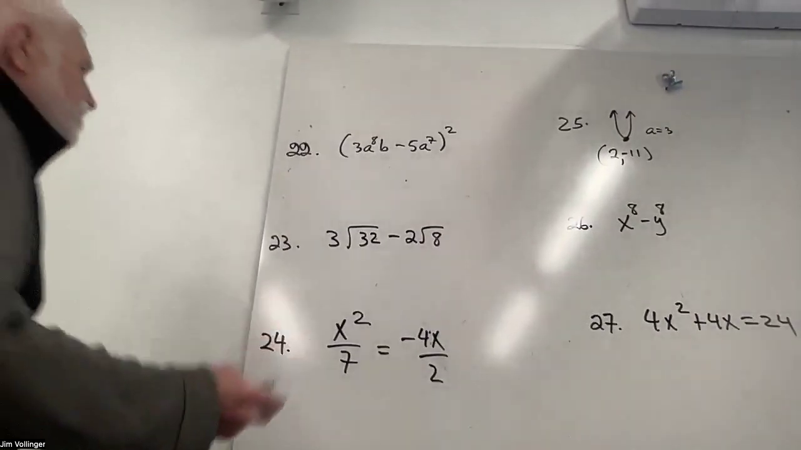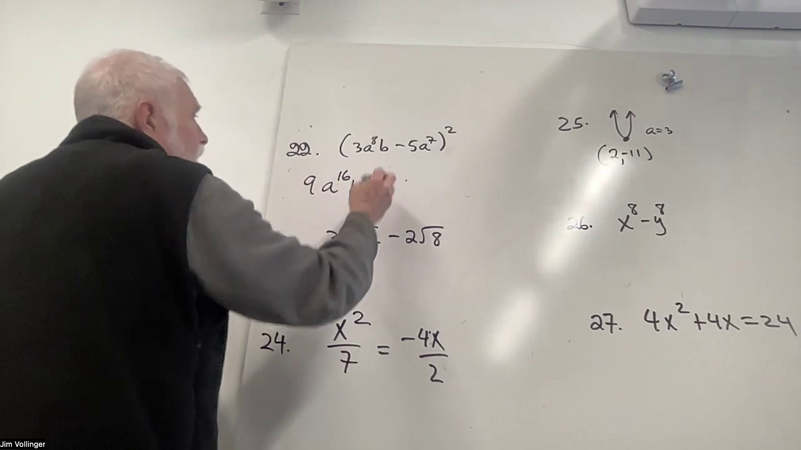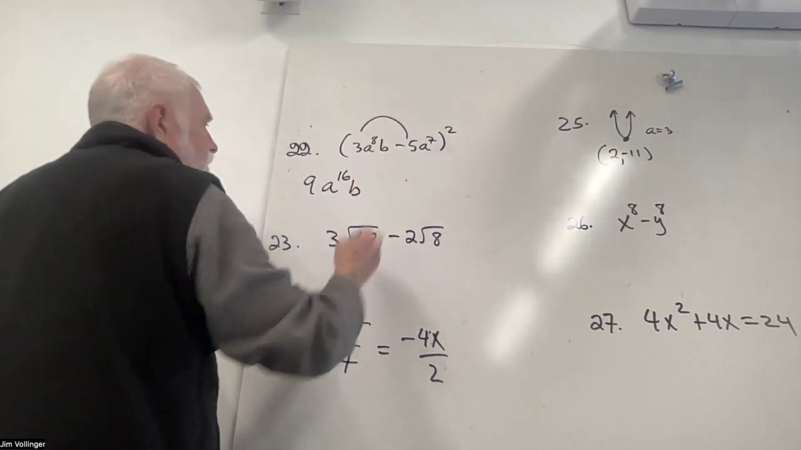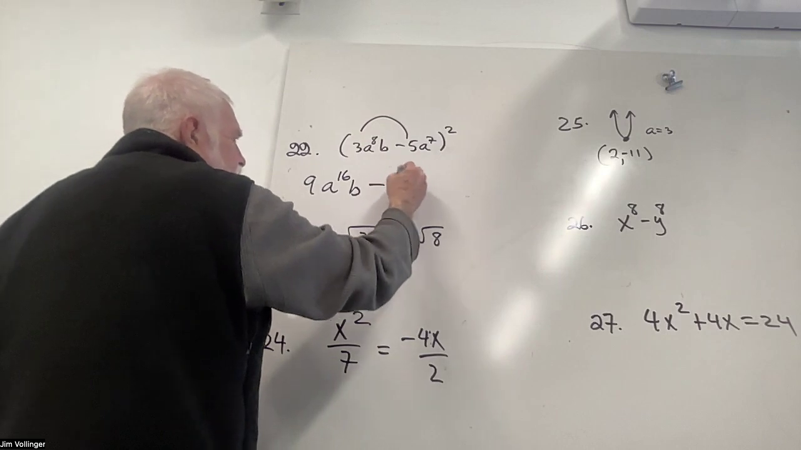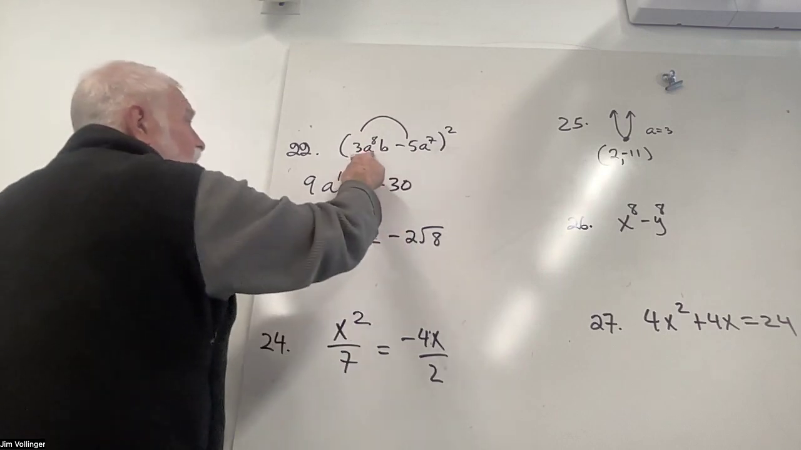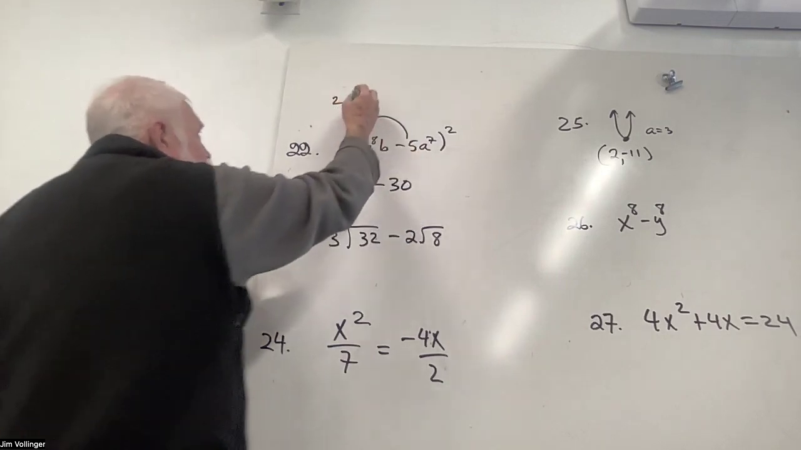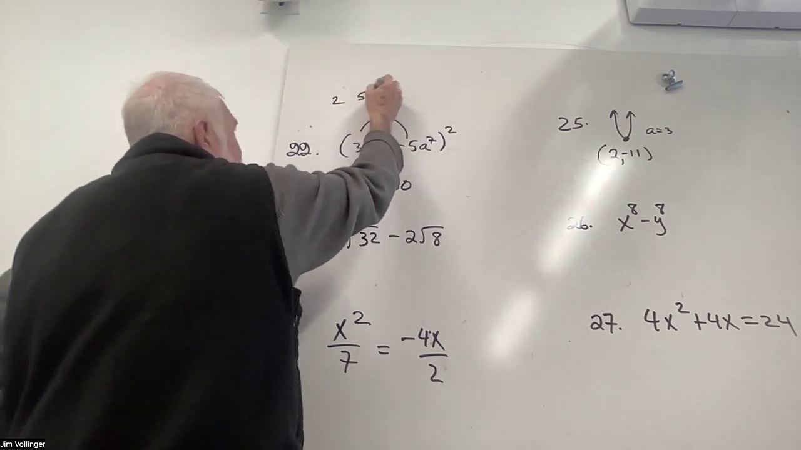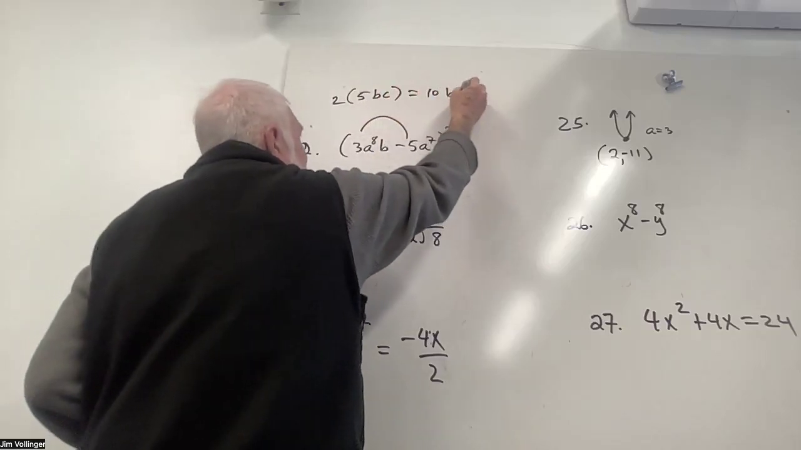All right, so let's just square this one. 9a, 16b. Let's take that product and double it. That's minus 15, so minus 30. And I still have to multiply times a8, b, a7, right? If I multiply 2 times 5bc, if I double that, I get 10bc.